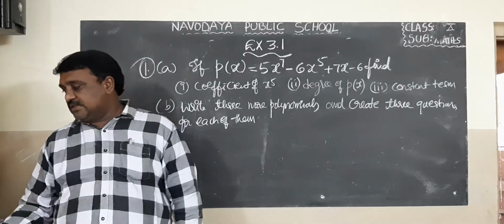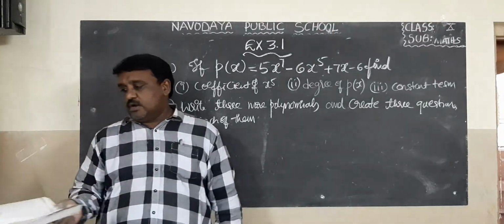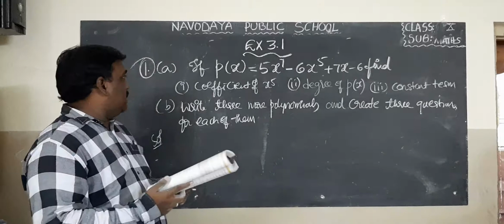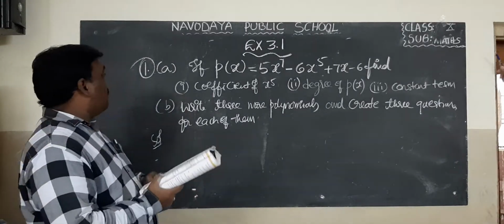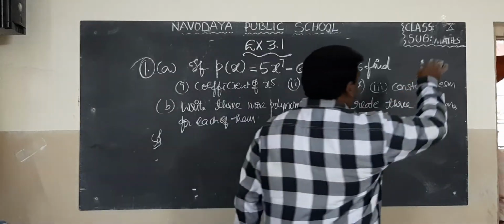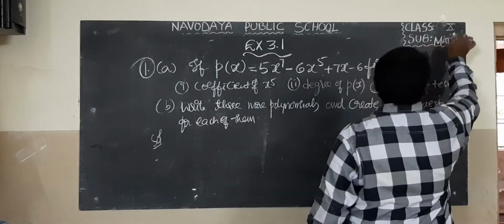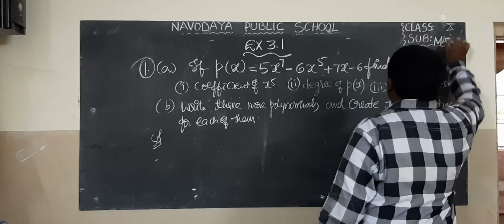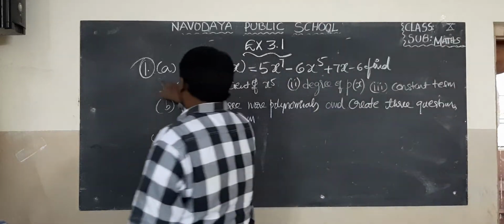In the last class, example 11 was completed. Now keep reading exercise 3.1. Write down the first problem in 3.1.